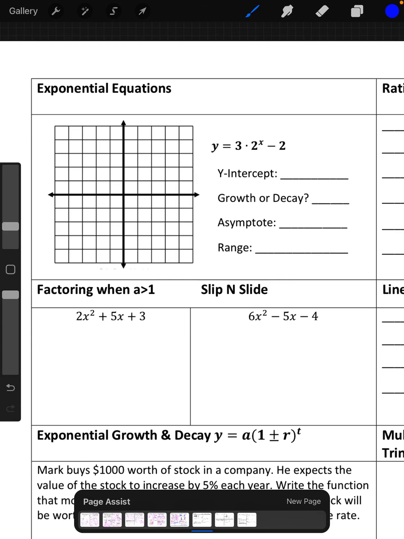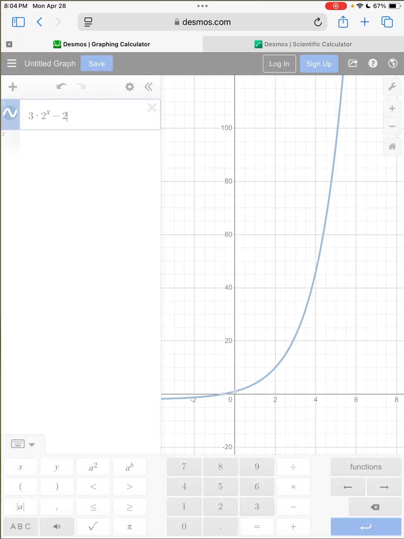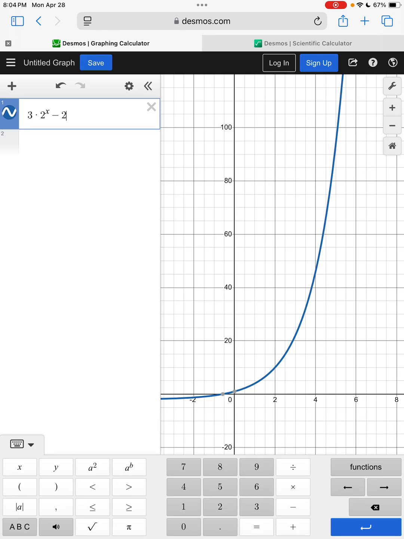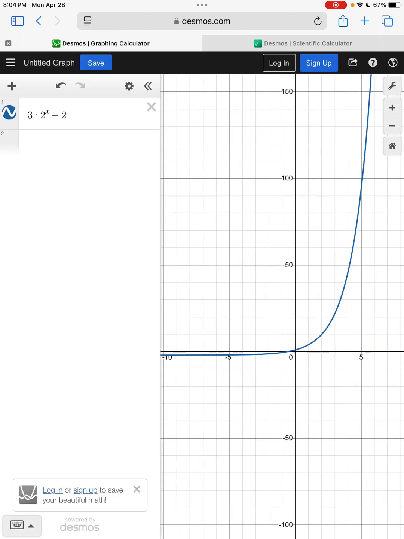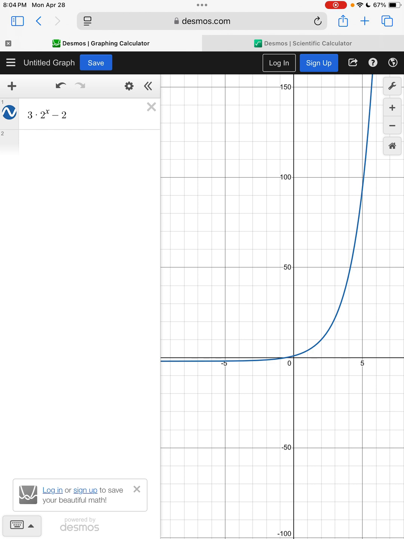All right, this next one is an exponential graph that I went ahead and typed into Desmos so we can go ahead and get started. So I got 3 times 2 to the x power minus 2. I go ahead and open Desmos up, and you can see I already typed that in. I'm going to zoom out just a little bit so we can see everything that's going on.